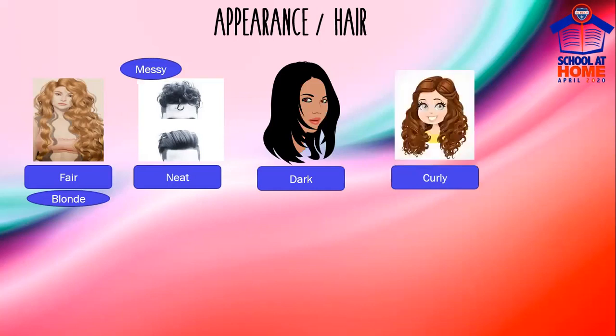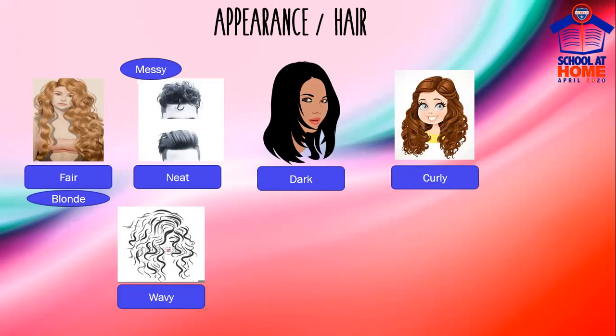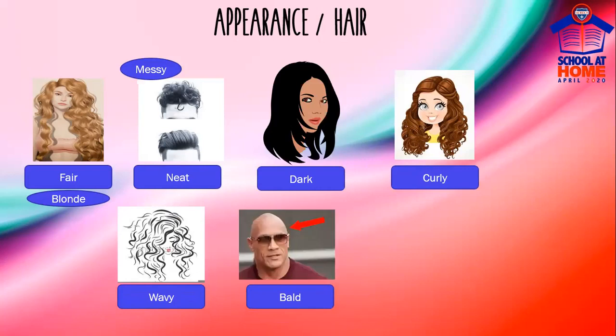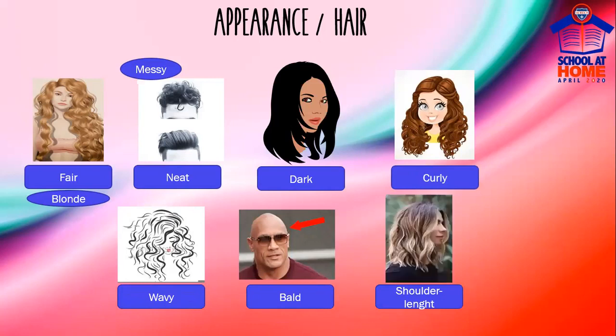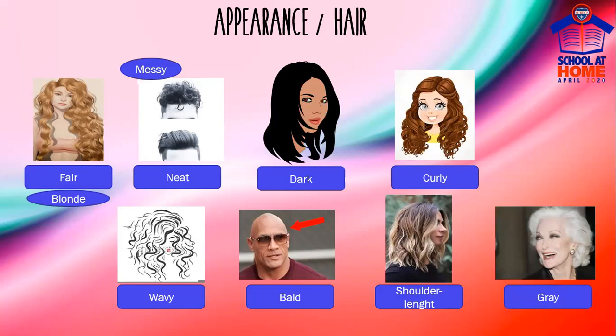Then we have curly, okay? Curly hair. Then we have wavy. Wavy is like curly, but not that much. Just like the waves, wavy. And finally, bald, okay? For example, The Rock, he's bald, so yeah. Oh, we have one more, shoulder length. That means that your hair is up to your shoulder. That's why that is the name, okay? So yes. Gray. Your grandma and grandpa have gray hair. And sometimes some people like to dye their hair gray.